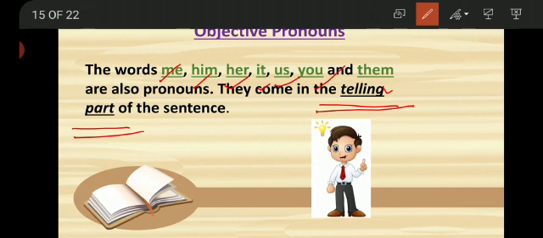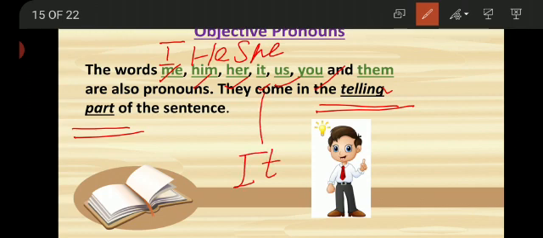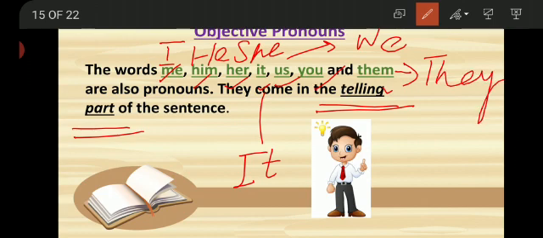Now I will tell you their subjective pronouns as well. I is the subjective pronoun of me. He is the subjective pronoun of him. She is the subjective pronoun of her. For it, we use it. We is the subjective pronoun of us. You is the same for you. And they is the subjective pronoun of them. So these are the subjective pronouns of these mentioned objective pronouns.